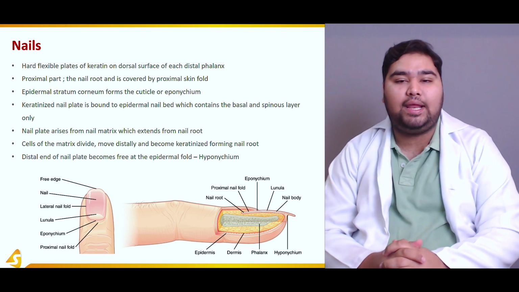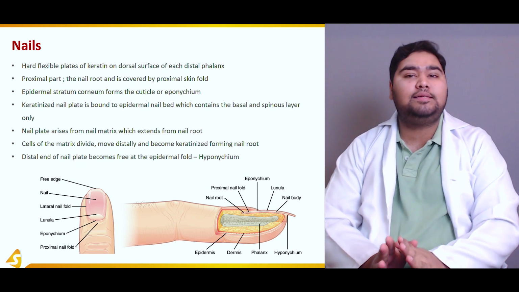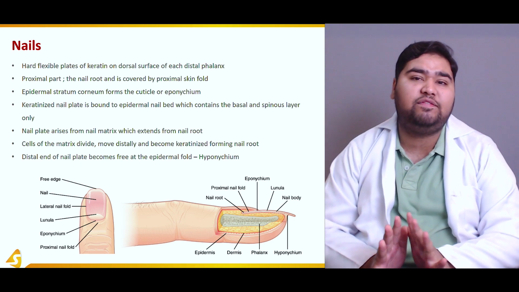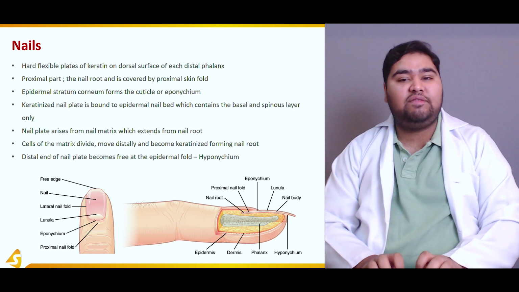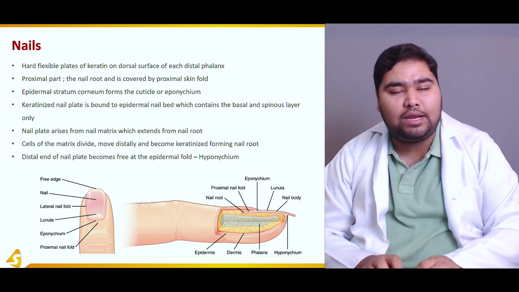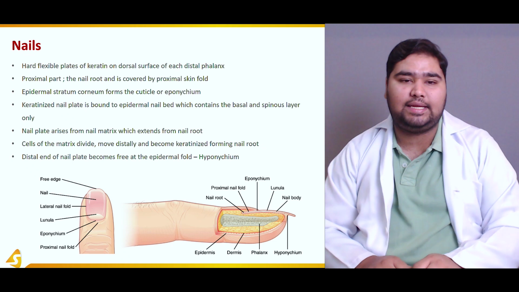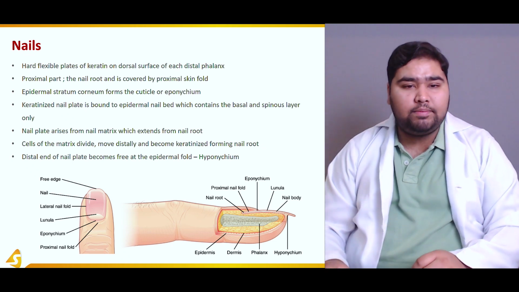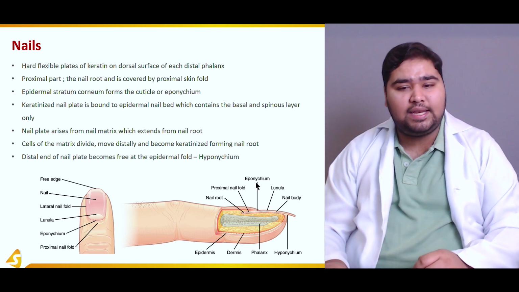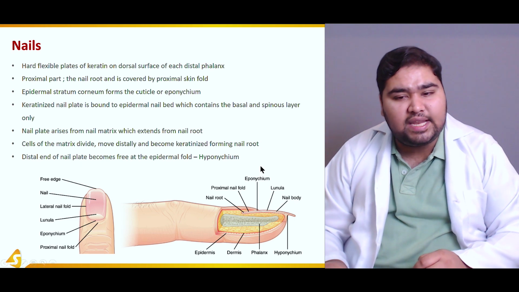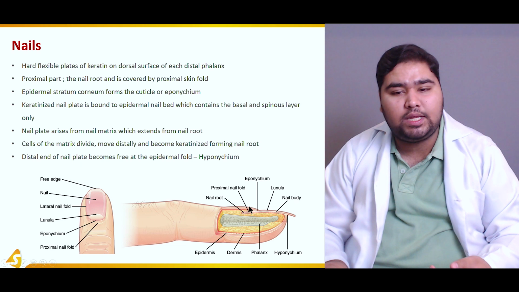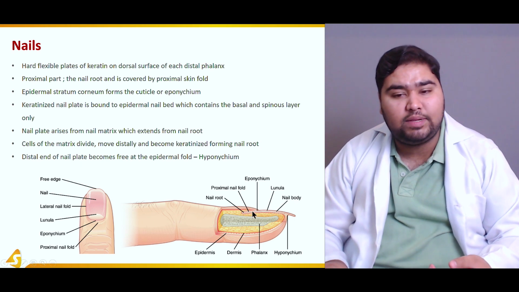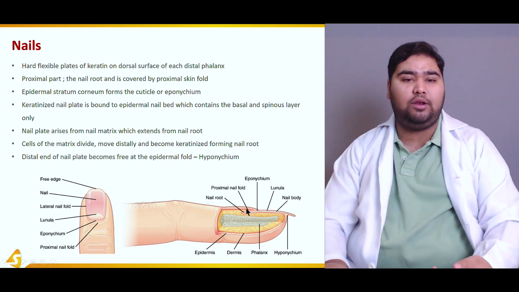each distal phalanx. How many phalanxes do we have? We have 10 distal phalanxes on the upper limb and 10 on the lower limb. So we have 10 nails in total. There's a proximal part of the nail which is known as the nail root. This nail root is covered by the proximal skin fold. This happens to be the proximal nail fold or proximal skin fold which is covering the nail root.